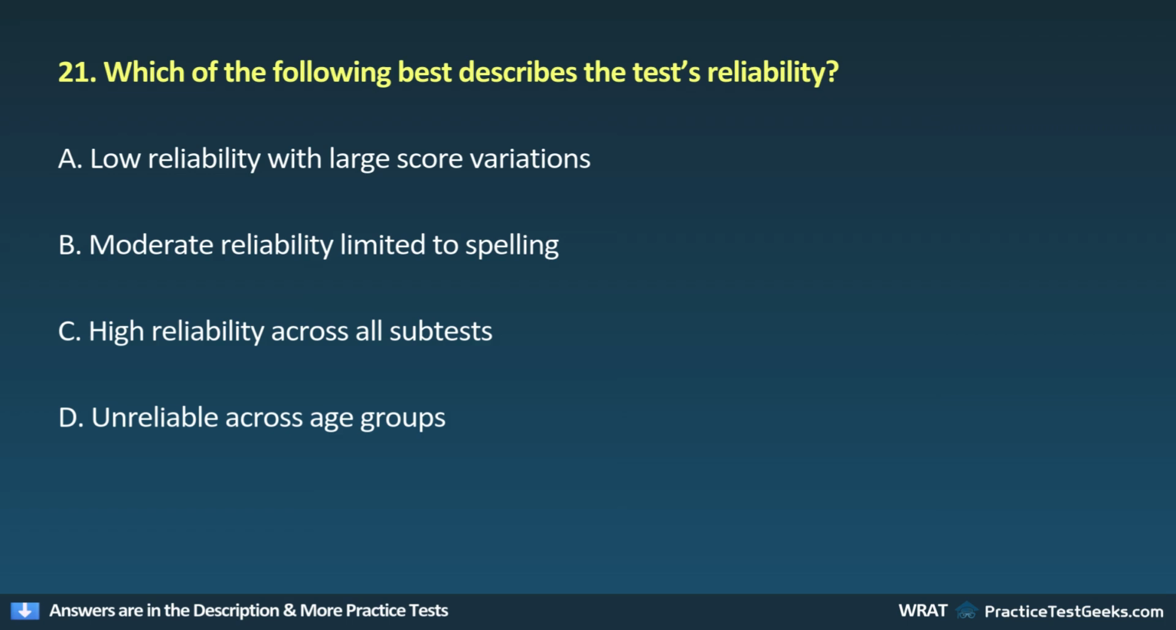21. Which of the following best describes the test's reliability? A. Low reliability with large score variations. B. Moderate reliability limited to spelling. C. High reliability across all subtests. D. Unreliable across age groups.